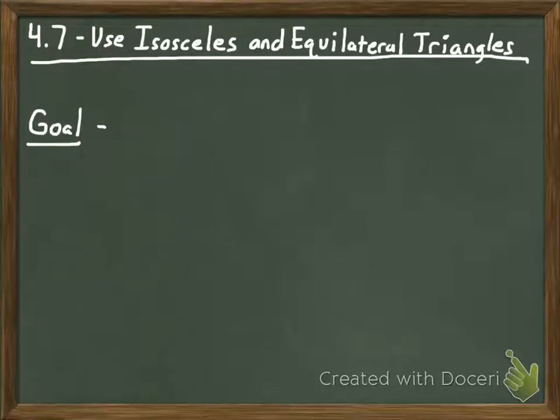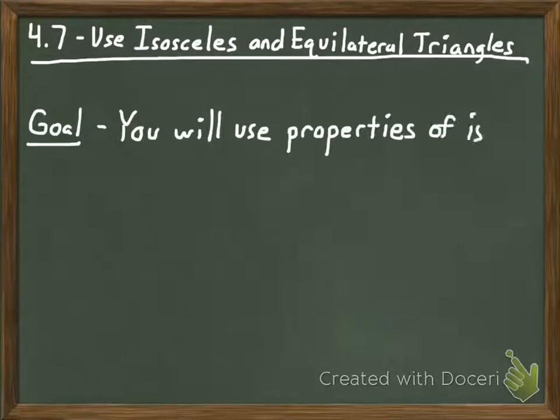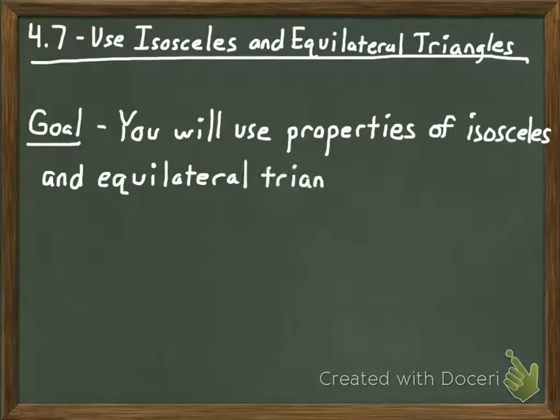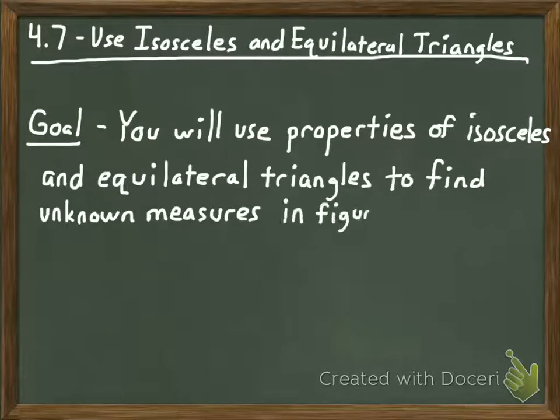Hey, welcome back everybody. Alright, we're moving on to section 4.7, and we're no longer going to be focusing on just proving that triangles are congruent. Now we're going to be looking at using isosceles and equilateral triangles, and essentially all that I'm expecting you to be able to do is to use properties of isosceles and equilateral triangles. Real simple properties for you to learn here, real simple properties to apply. Alright, let's try it out.